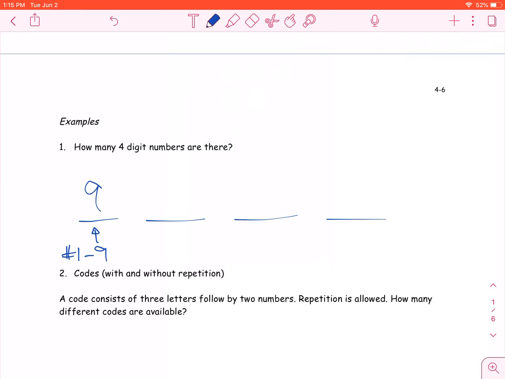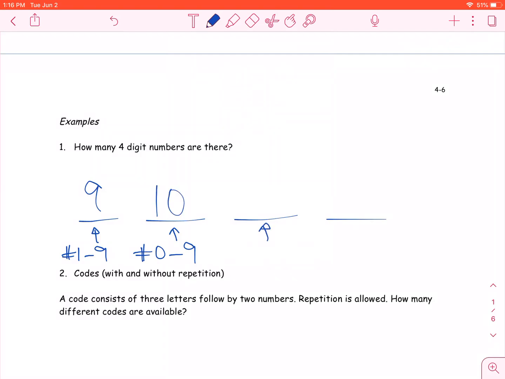For my second digit, I can actually include numbers 0 to 9. The reason why I couldn't include 0 in my first spot is because if I put 0 in the first spot, then that wouldn't be a 4-digit number, that would be a 3-digit number, right? Because we read 412 as a 3-digit number, regardless of whether it's written as 0412. So in this case, we actually have 10 possibilities.